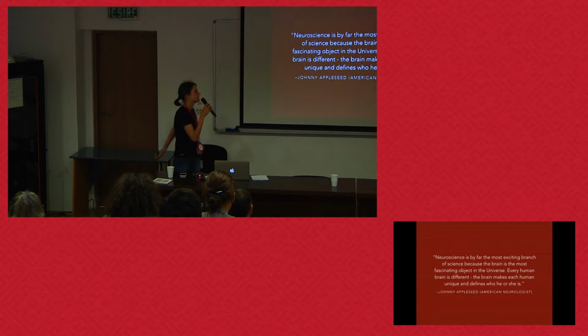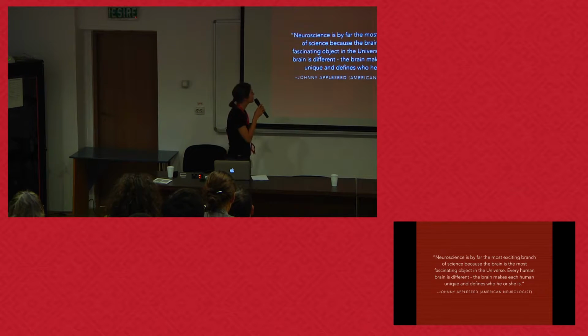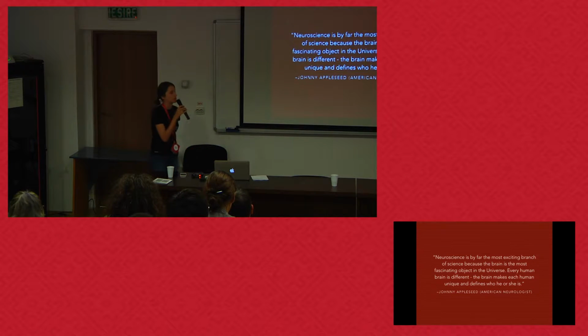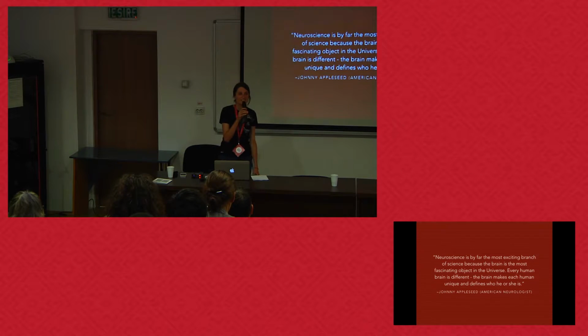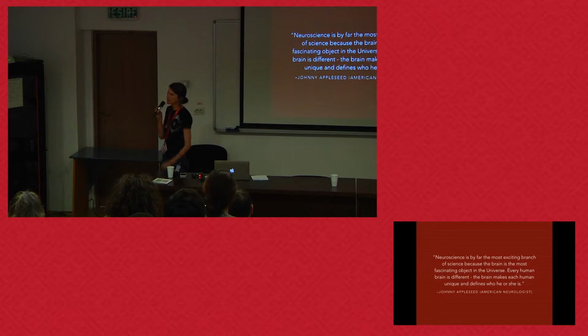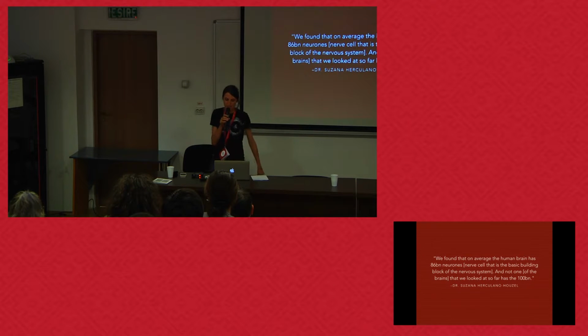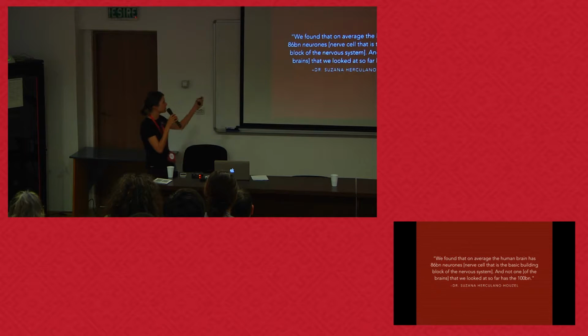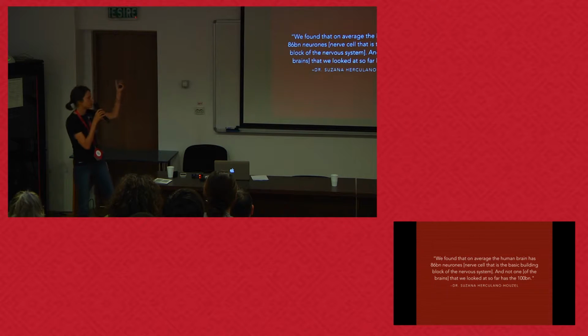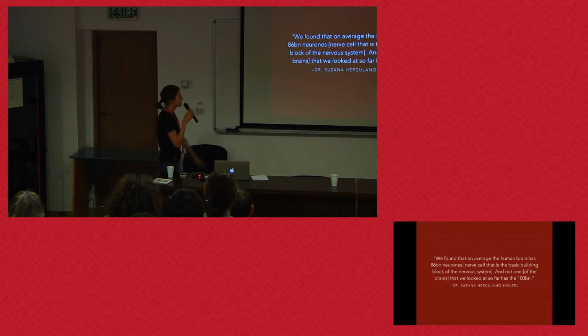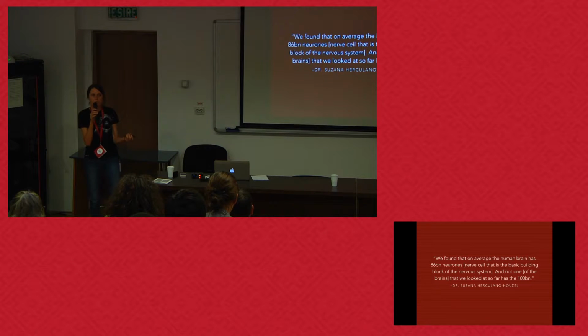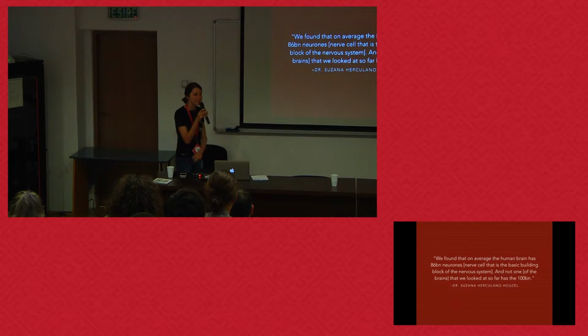As Johnny Appleseed said, the neuroscience and the brain is the most fascinating object in the universe, and it is. We have a lot of neurons. A lot of neurons. There is some research about that. Some neuroscientists are saying that we have just 86 billion neurons in our brain. Another said we have 100 billion neurons in our brain. Actually, we have somewhere in those numbers in our brain.